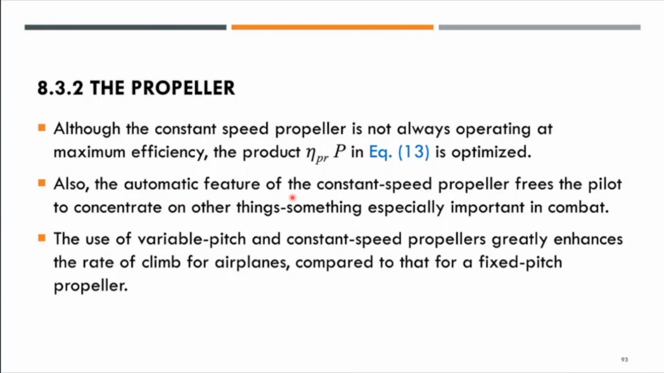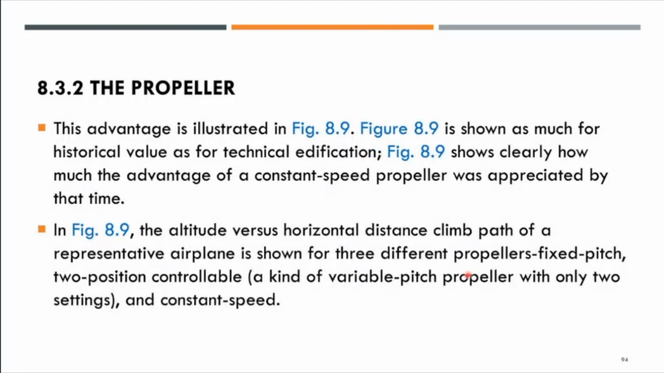Also, the automatic feature of the constant speed propeller frees the pilot to concentrate on other things, something especially important in combat. The use of variable pitch and constant speed propellers greatly enhances the rate of climb for an airplane compared to that for a fixed pitch propeller. This kind of advantage is illustrated in figure 8.9. Figure 8.9 is shown as much for historical value as for technical amplification. It shows clearly how much the advantage of a constant speed propeller was appreciated at the time.